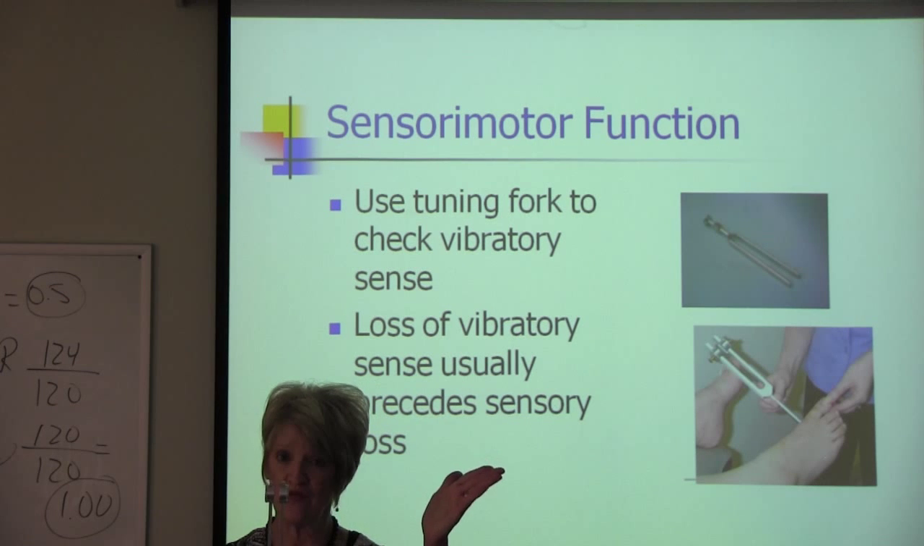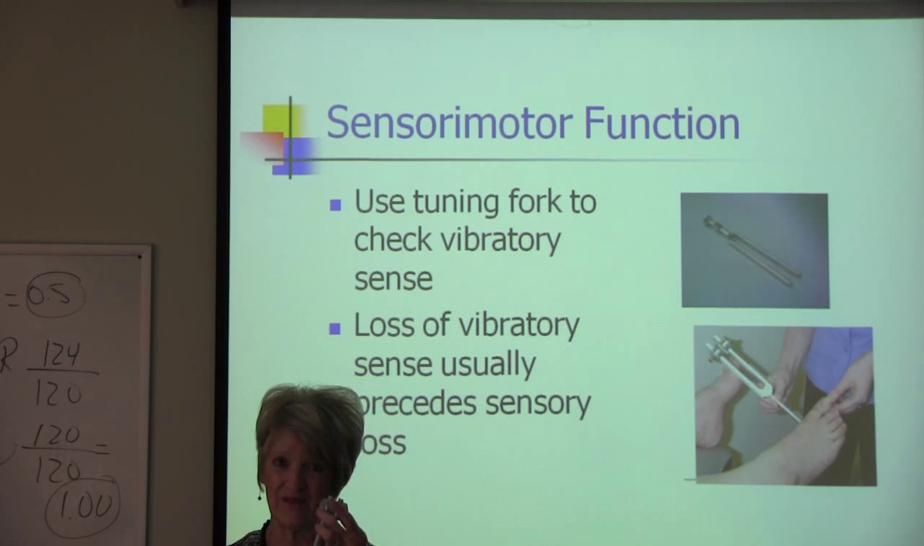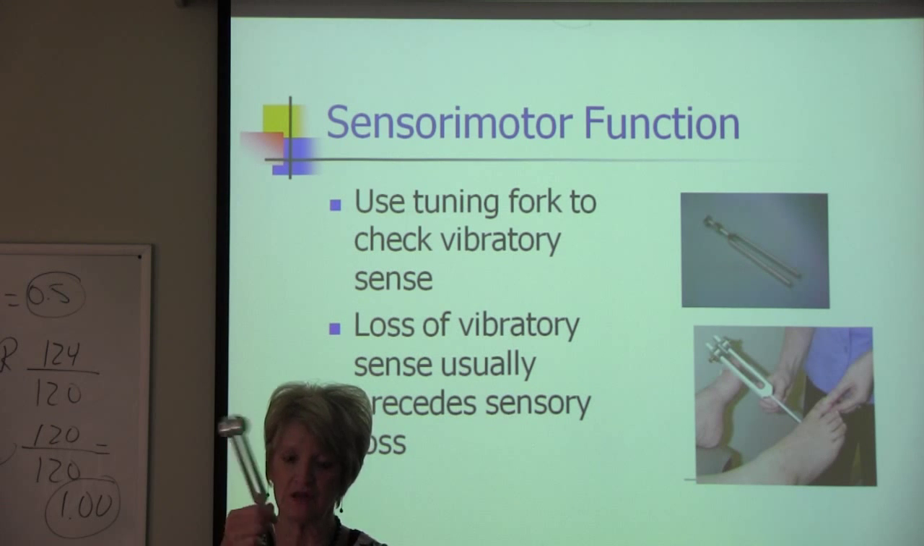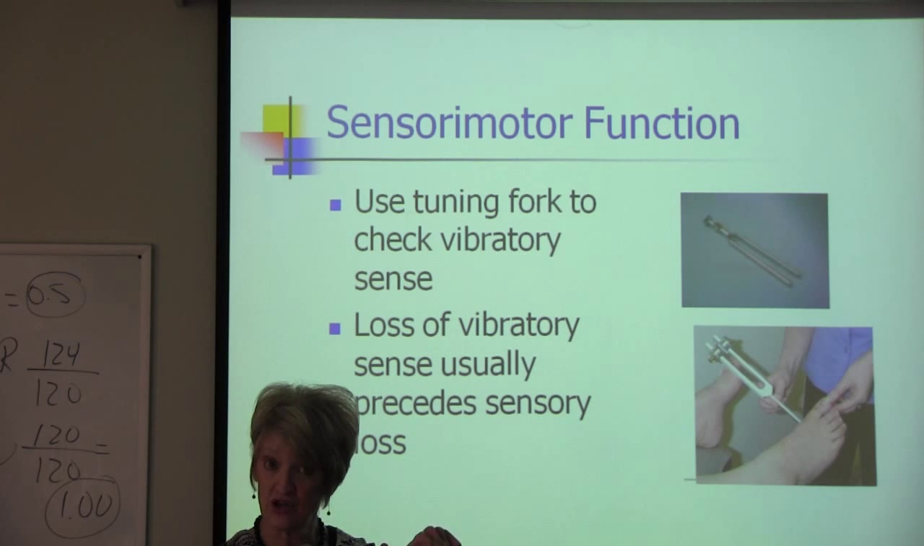Now let me point out one thing. If you hit it, nothing happens. So you never do that. Instead, you strike the tuning fork against the palm of your hand until you can see it vibrate and feel it vibrate. Hold, strike. Then you can put it on the patient's bony prominence and ask the patient what they feel, and they should say vibration. You ask them to keep their eyes closed. Sorry, I forgot to tell you that they should have their eyes closed.